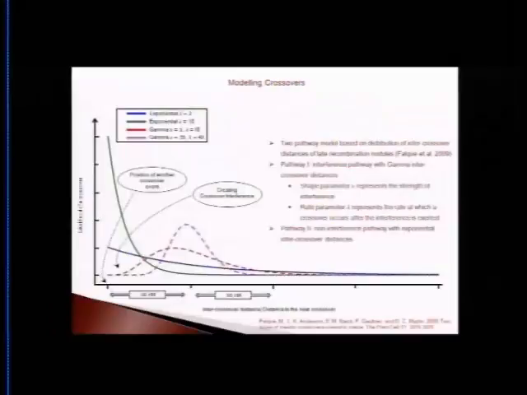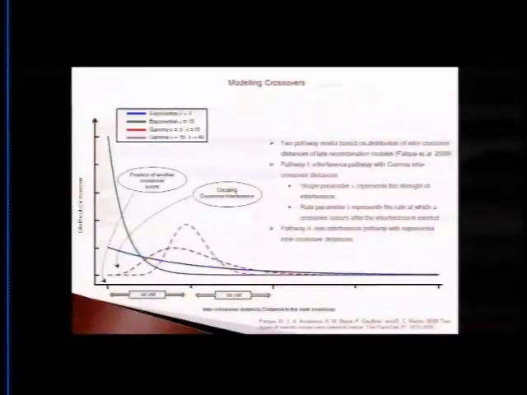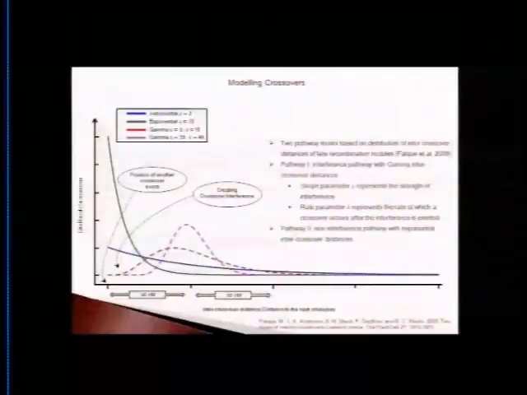The distribution that was used for the intercrossover distances was gamma, and gamma has two parameters. The shape parameter of the gamma represents the strength of the interference. The bigger the shape parameter, the stronger is the interference. So that was the first pathway with interference, and the second was a non-interference pathway, and the union of the positions determined using both pathways gave us the final positions of all the crossovers.